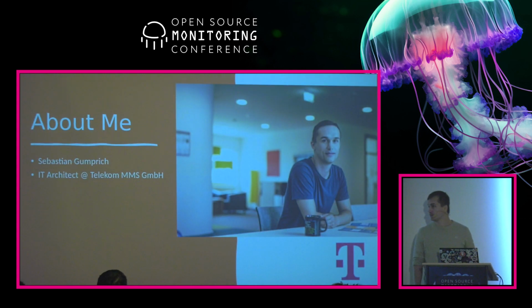But first, who's me? Who's we? My name is Sebastian Gumprich. I work at Deutsche Telekom MMS GmbH in Dresden, and I'm an IT architect there. Together with many teams, we work for many different clients in all kinds of markets and sectors. My teams use many different programming languages, like Java, PHP, Node, Rust, all the major programming languages. And we also use many different infrastructure tools like Kubernetes, Ansible, Helm, Terraform, all the major stuff.